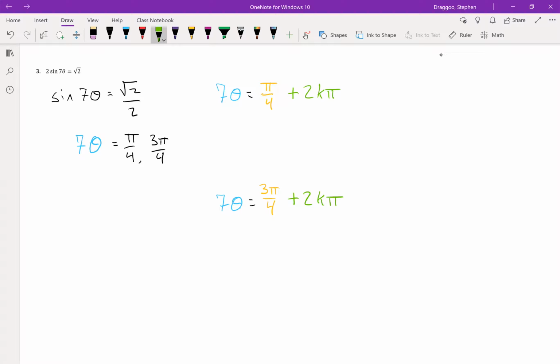So I then want to solve for theta, which means dividing both sides by 7. So pi over 28 plus 2k pi over 7. And in the case of our second equation, this will be 3 pi over 28 plus 2k pi over 7. And those 2 equations are my solution.